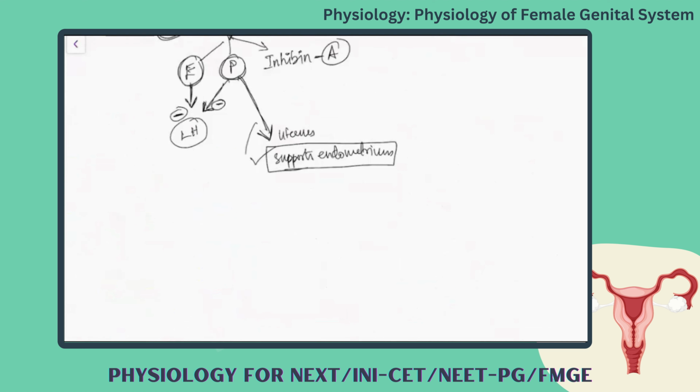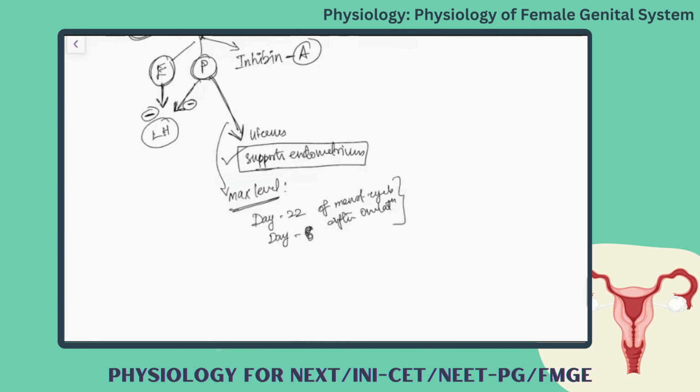And the progesterone will reach the maximum level mainly on day 22 of the menstrual cycle, or day 8 after ovulation. Both are the same. You can get it either way, day 22 of the menstrual cycle or day 8 after ovulation. Okay, and the normal value of progesterone maintained over here is 40 nanomole per liter.